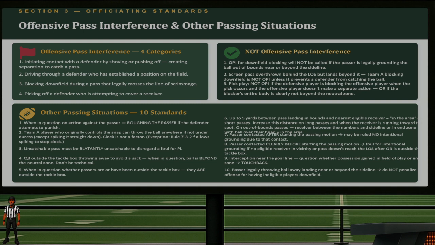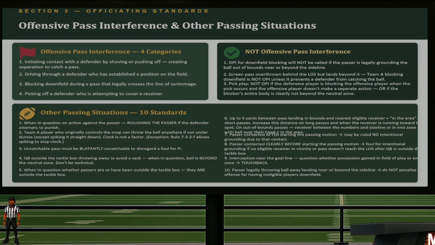Standard 7. If the passer is contacted after starting the passing motion, it may be ruled no intentional grounding due to that contact. Standard 8. If the passer is contacted clearly before starting the passing motion, there will be a foul for intentional grounding if there is no eligible receiver in the vicinity, or if the pass does not reach the line of scrimmage after the quarterback has been outside the tackle box.